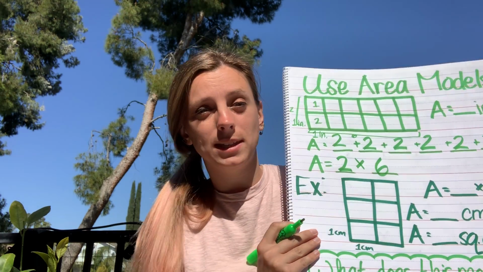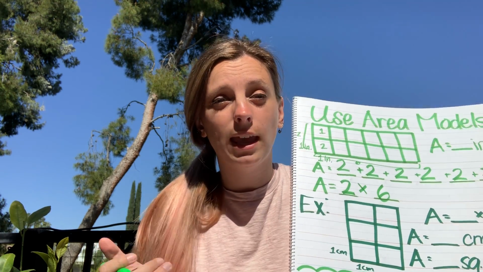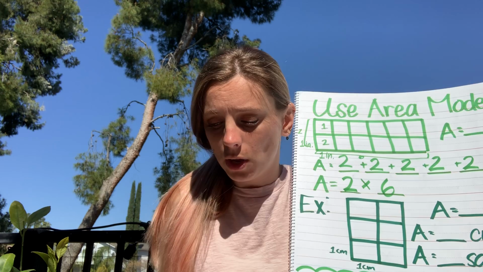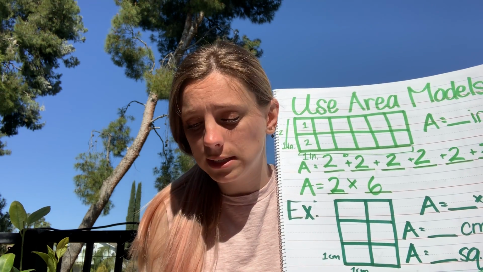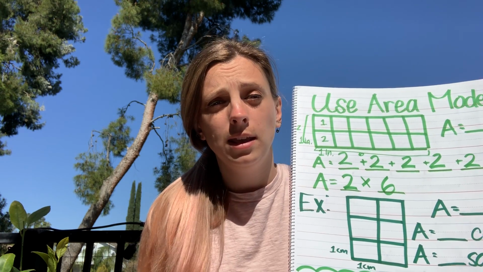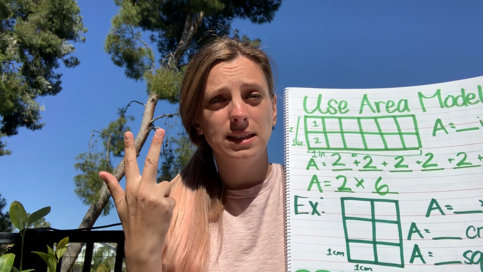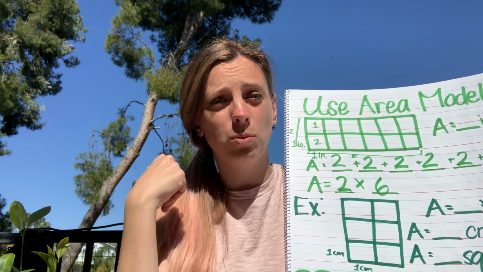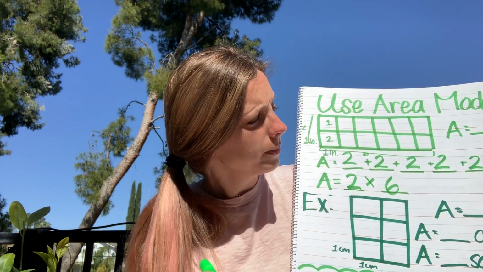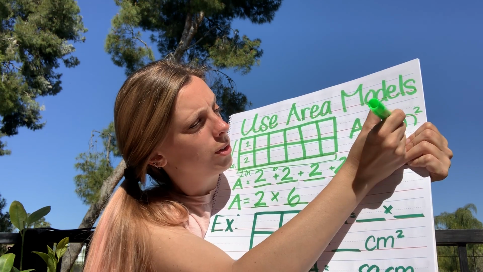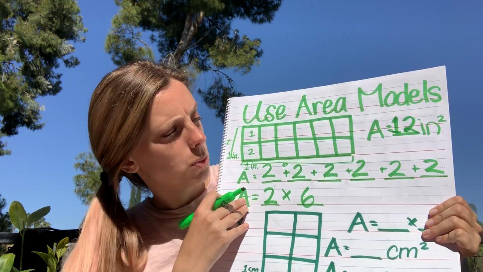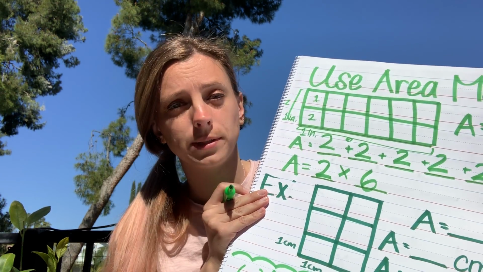So when I have 2 times 6, I can either double my 6 or I can count by 2s 6 times. So I'm gonna count by 2s this time. If you feel like adding your 6s is easier for you, go ahead and do that. 2, 4, 6, 8, 10, and that one more would be 12. So my area for this shape would be 12 inches squared or 12 square inches.